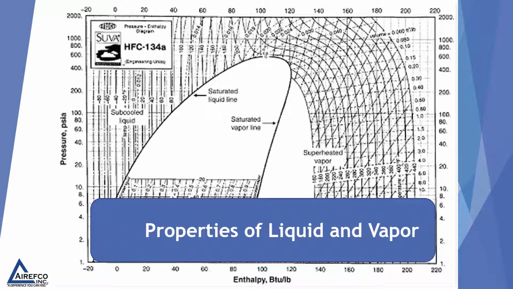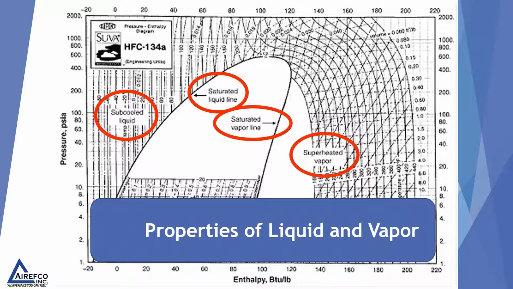So on the pressure enthalpy chart, the lines have to do with a saturated liquid line, and if we move to the left of that line, we get into subcooled liquid. We also have the saturated vapor line, and if we move to the right of that line, we get into superheated vapor.